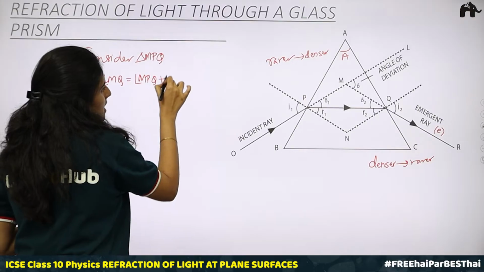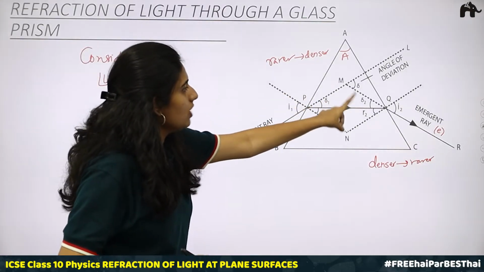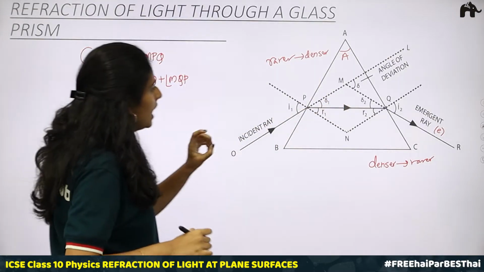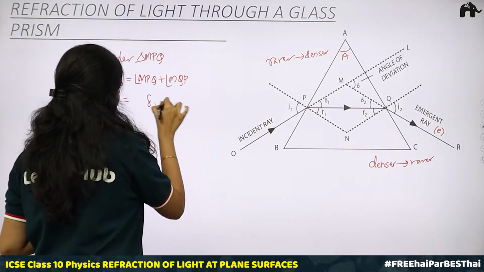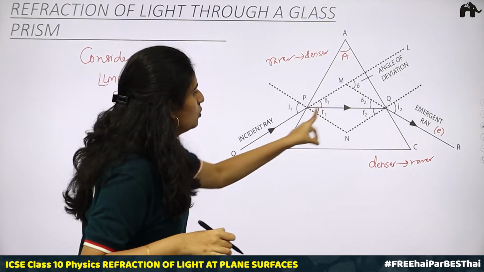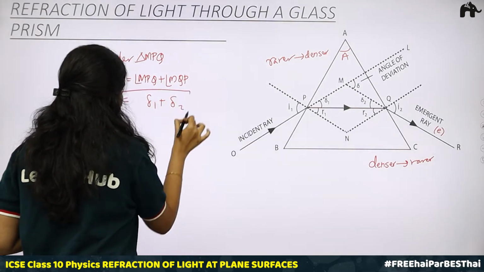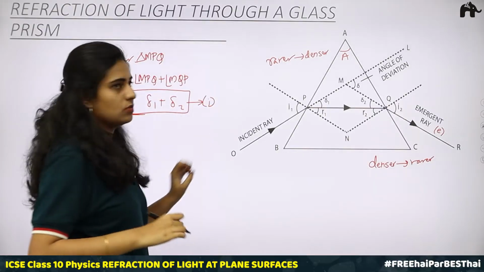MPQ plus angle MQP. What is LMQ? LMQ is equal to delta. Delta is equal to MPQ, which is delta 1, and MQP, which is delta 2. So we have delta is equal to delta 1 plus delta 2. First thing.